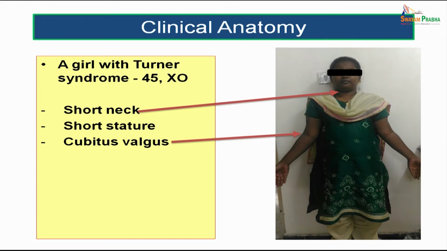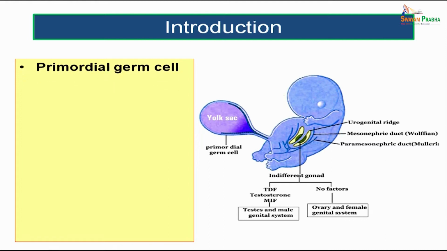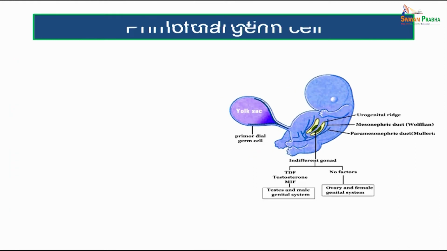In order to understand what is happening to the X chromosome, we need to know what is happening before the birth of a female child or a male child. So, in this session, we will see what is meant by a primordial germ cell, a quick recap about mitosis and meiosis, which you have been familiar with during your school days. Then we will come to the topic gametogenesis proper with some of the applied aspects.